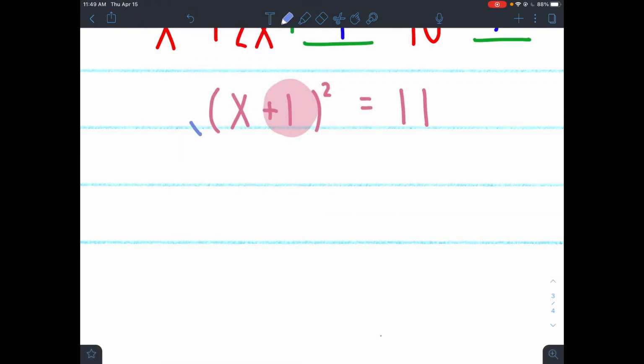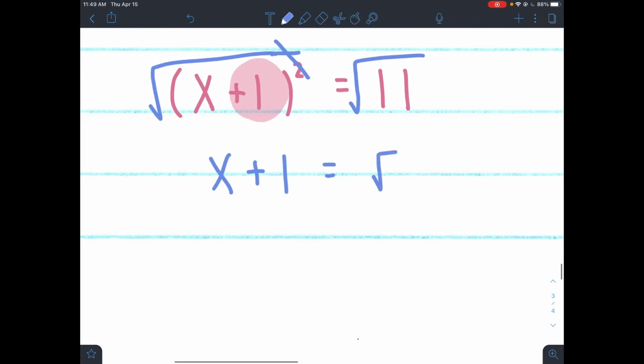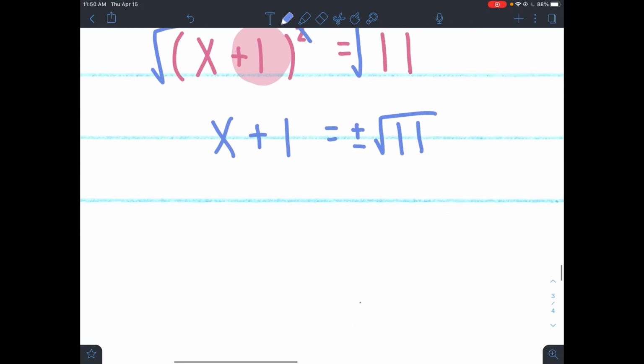Okay, from here you're going to solve by taking the square root. Square root both sides. Anything you do to one side, you have to do to the other. Square root and a square cancel each other out, so I just have x plus 1 equals, now square root of 11. If I try to square root 11 in my calculator, I get a decimal, which means it's not a perfect square, so I'm going to leave it as square root of 11 for now. But remember, if I created a square root sign, I have to put plus or minus in front of that. That's the most common mistake. We forget that plus or minus sign.